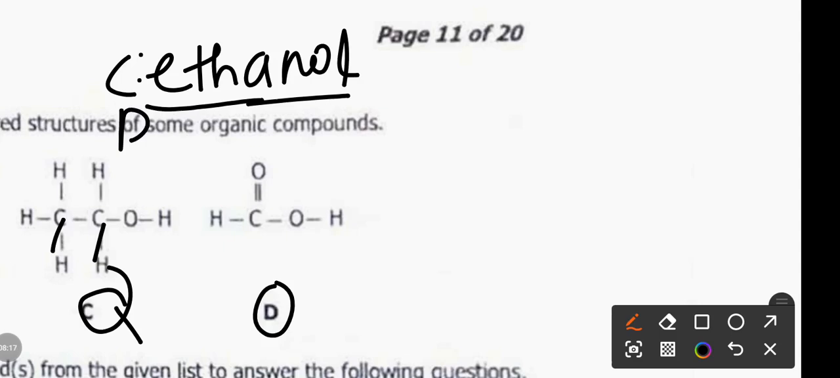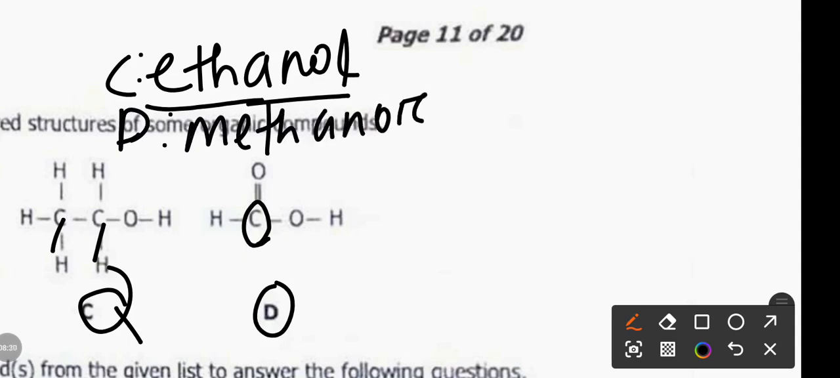Then for D, this carboxylic acid has one carbon atom, so it starts with the prefix meth. Carboxylic acids are named as methanoic acid. So they have this "anoic" here. This one here is the suffix of carboxylic acids. Alright. So in drawing, we're taught to give the name, right?